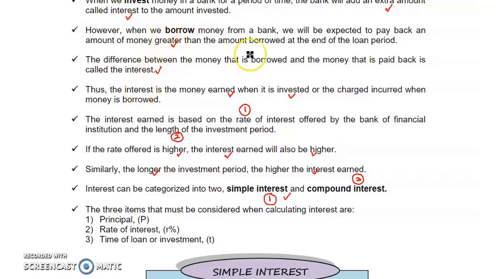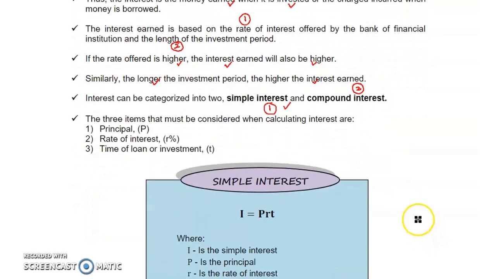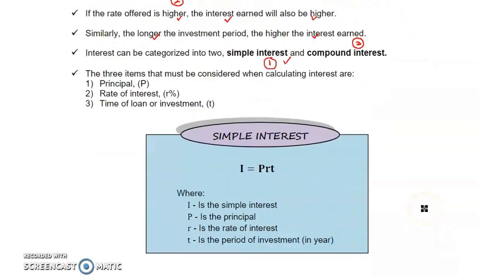Now look at the three factors that must be considered in calculating interest. The first one is the principal, P. Principal is the value or amount of money that we borrow or invest. The second one is the rate of interest, R%. And the third one is the time of loan or time of investment, T.